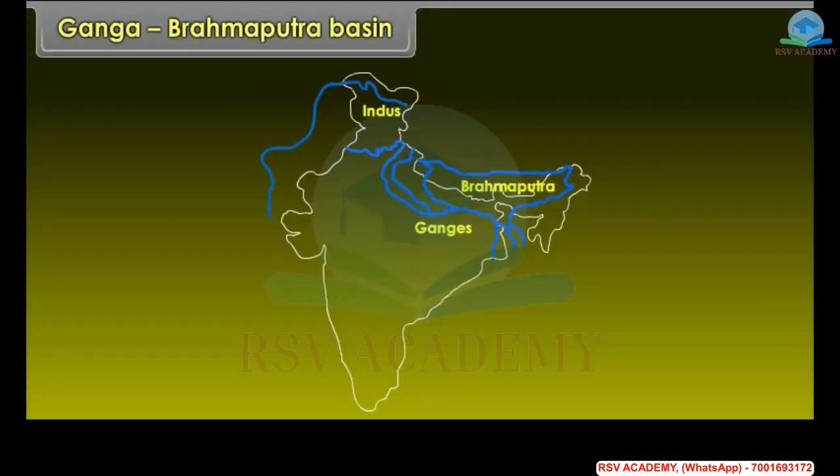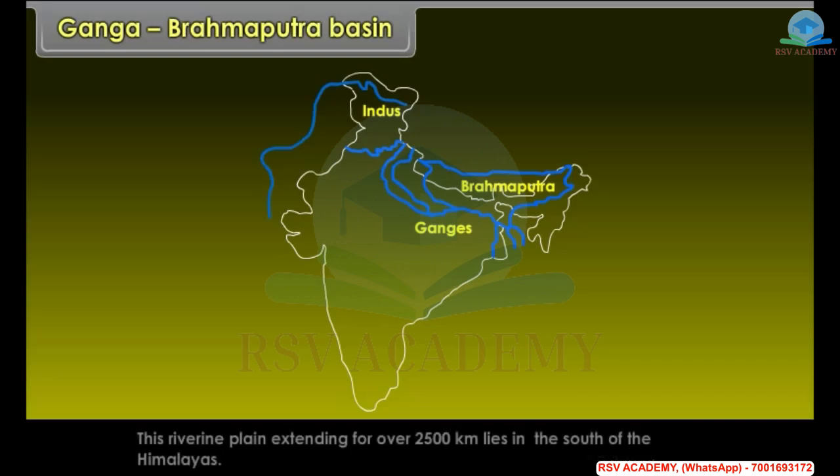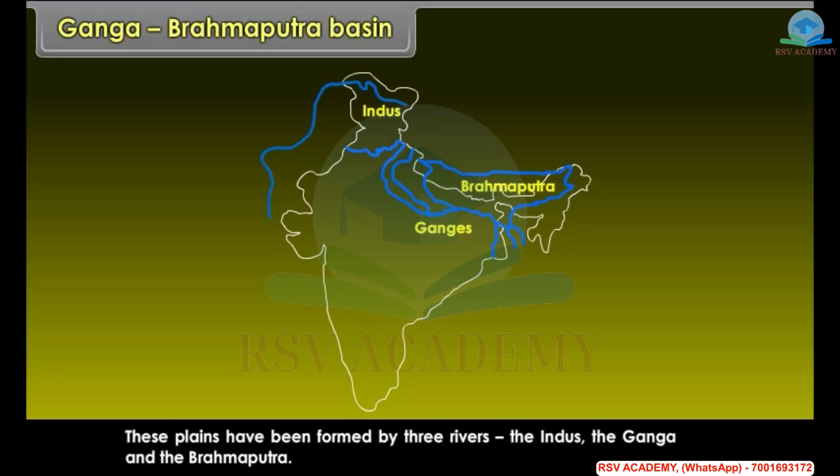Ganga-Brahmaputra basin. Ganga-Brahmaputra plains stretch in an east-west direction between the Himalayas in the north and Peninsula Plateau in the south. This riverine plain, extending for over 2,500 kilometers, lies in the south of the Himalayas. These plains have been formed by three rivers: the Indus, the Ganga and the Brahmaputra.